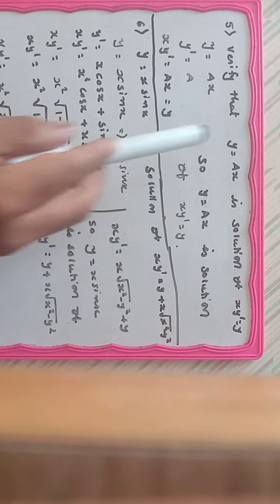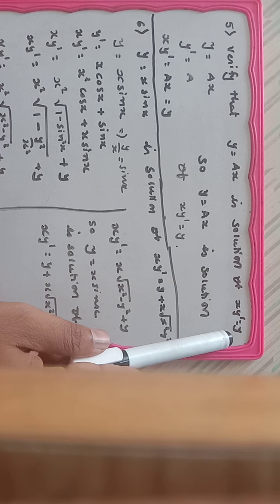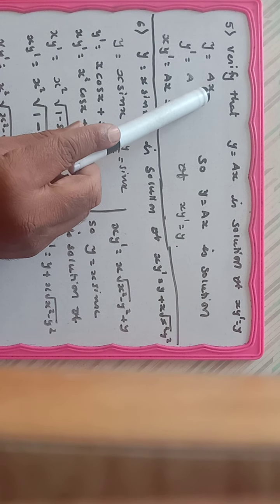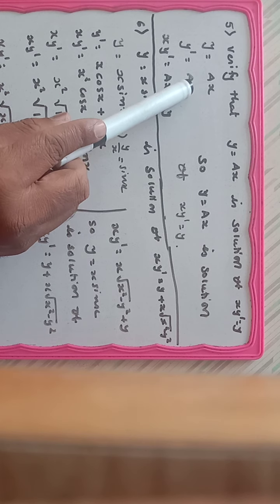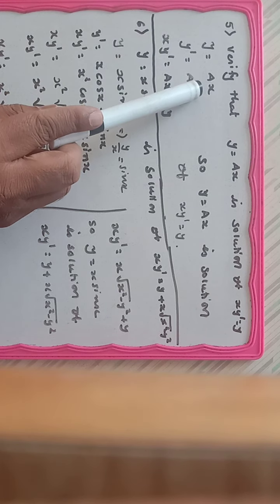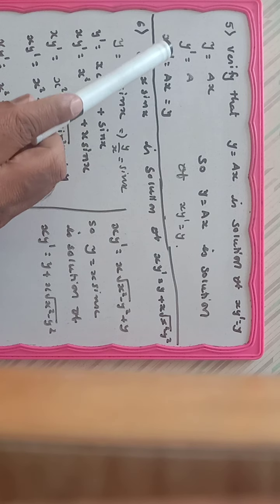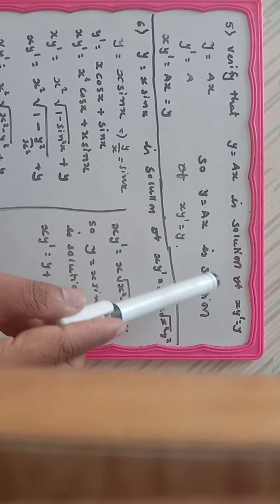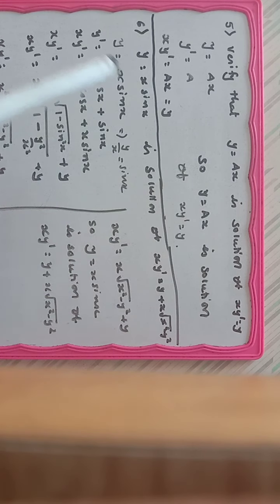Fifth question: verify that y equals ax is a solution of xy dash equals y. So y equals ax, we differentiate with respect to x, then y dash equals a. Multiplying both sides by x, xy dash equals ax, and ax equals y. So we get xy dash equals y. So we can say that y equals ax is a solution of xy dash equals y.